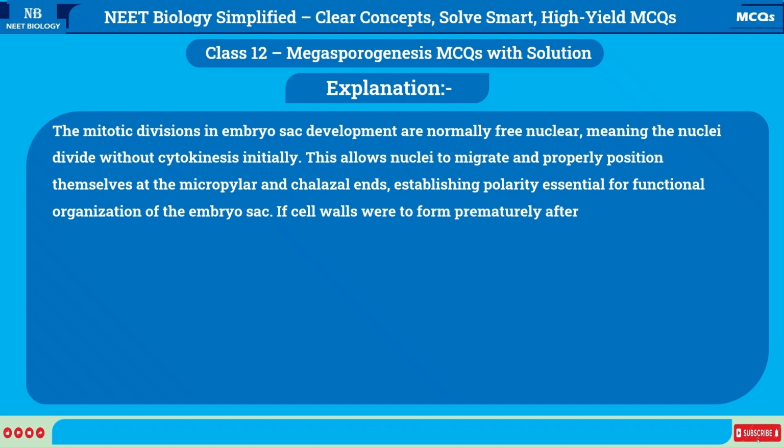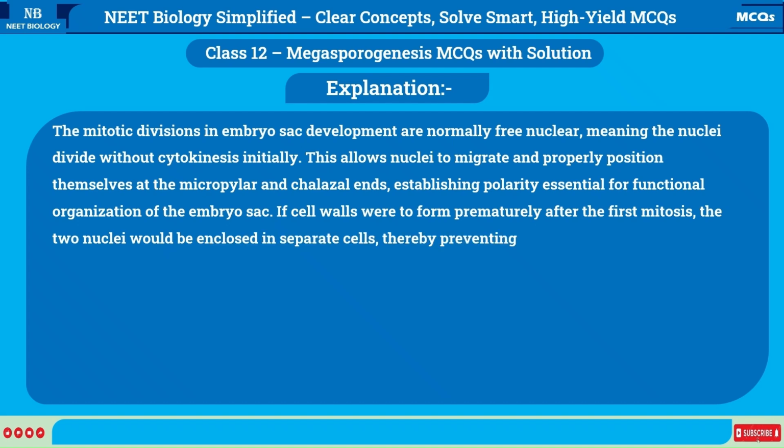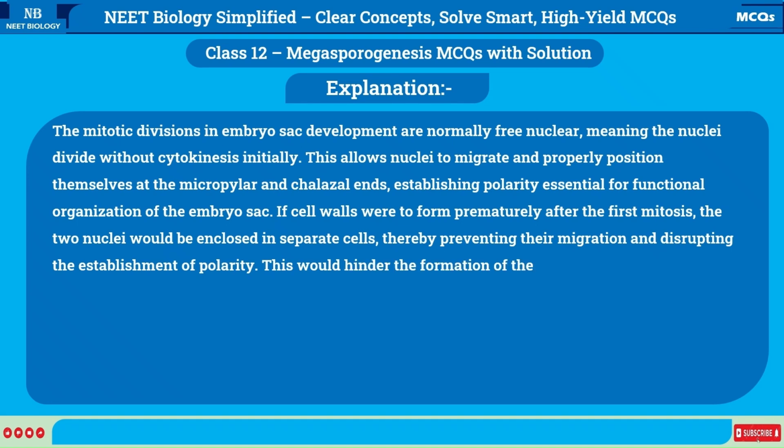If cell walls were to form prematurely after the first mitosis, the 2 nuclei would be enclosed in separate cells, thereby preventing their migration and disrupting the establishment of polarity. This would hinder the formation of the characteristic 8 nucleate, 7-celled structure. Hence, option B is correct.